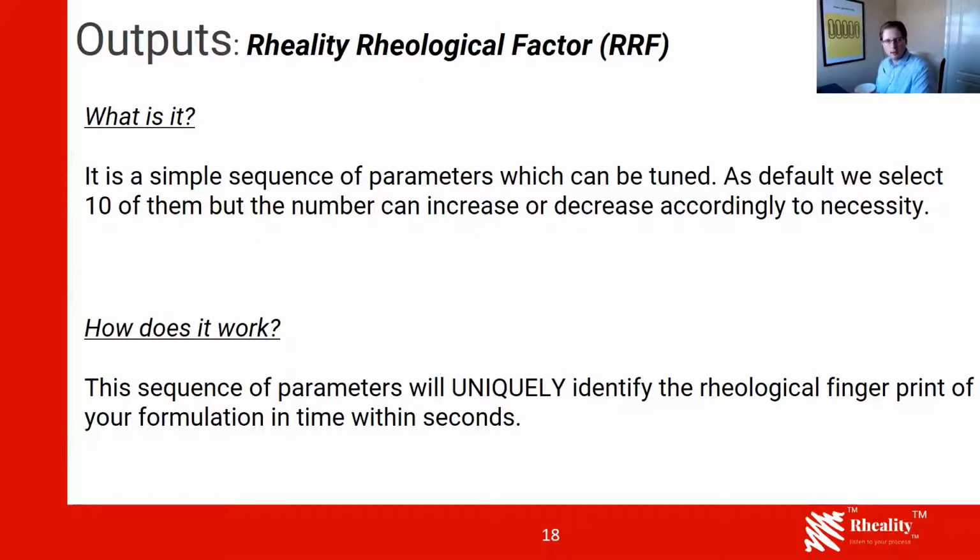And what we hide behind that is a simple sequence of parameters that can be tuned. We normally set it for 10, but that number can increase or decrease depending on whatever you want or how marginal the differences you're after. It is a sequence of parameters that will uniquely identify the rheological fingerprint of your formulation in time within seconds. Indeed, the fastest we can do is half a second.